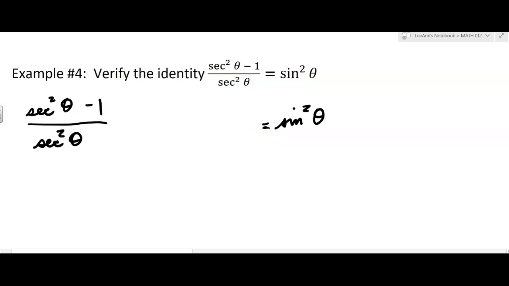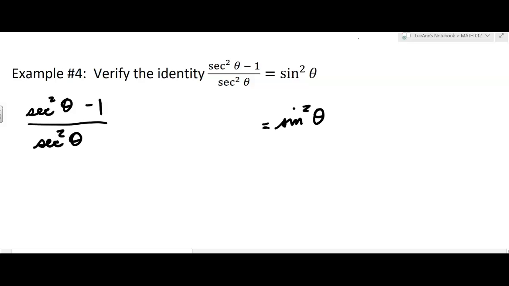Now, if you're wondering about theta, do I have to keep writing the theta? Yeah, you have to keep writing it, because it's a function, right? It's got to be of something. So we've got to have that theta there. Or it could be an x or some other angle, but it has to be there.